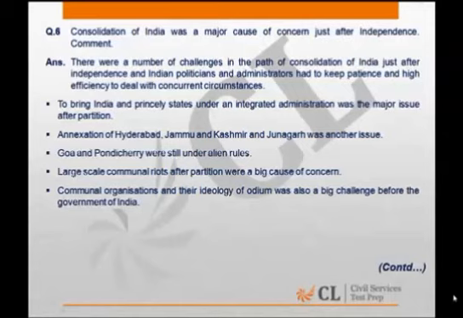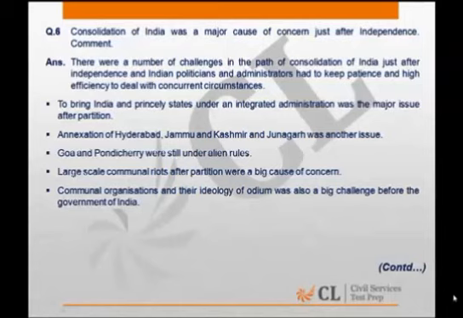Consolidation of India was a major cause. It means here consolidation involves all the processes to defy the proxy war of Pakistan in 1947, to overcome the problem of partition and the rehabilitation of the refugees. Then the conciliation talks with princely states and other issues. So this would be the synopsis. And your points come in this particular order.